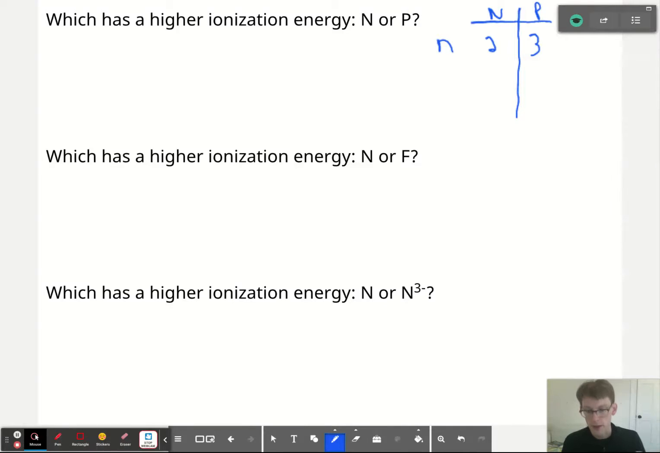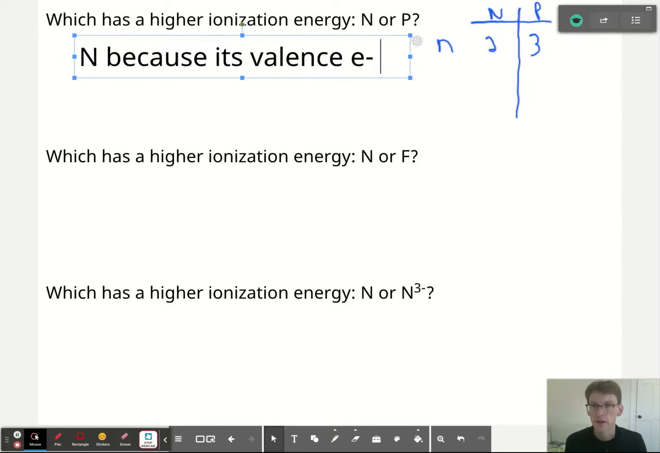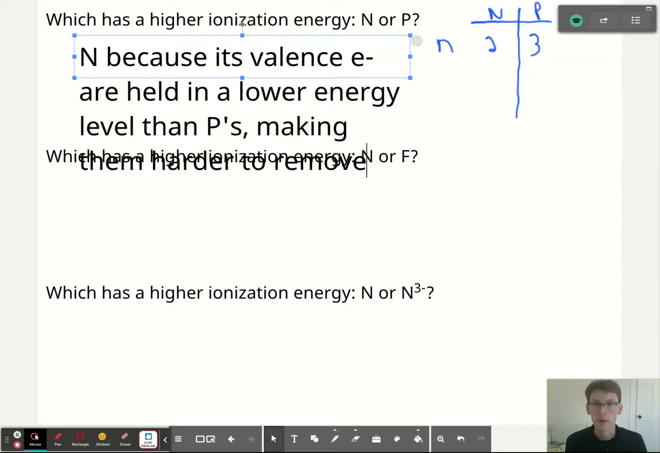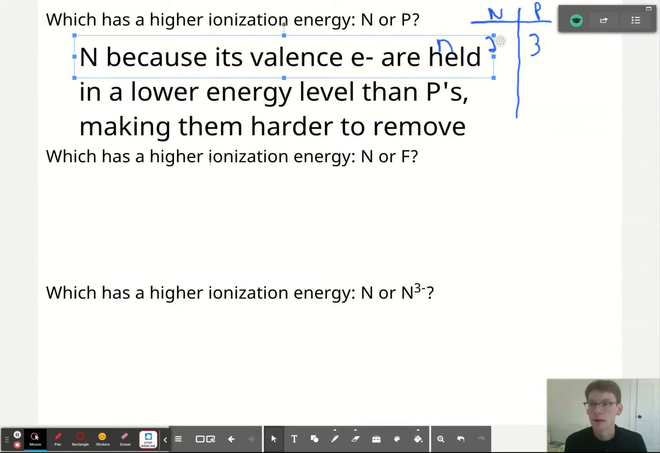Nitrogen's electrons are held more tightly, they're closer to the nucleus, and nitrogen will have a higher ionization energy. So the explanation could be something to the effect of: N, because its valence electrons are held in a lower energy level than P's, making them harder to remove. Next comparison to make.